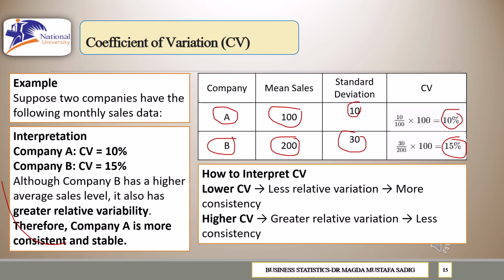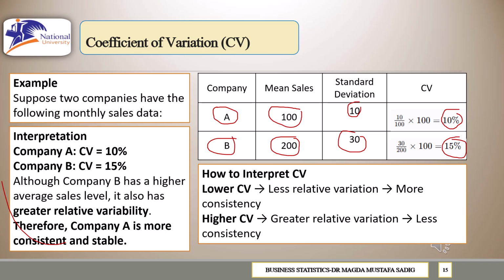Now let us interpret the result. Company B has higher average sales. However, it also has greater relative variation. Company A has a CV of 10%. Company B has a CV of 15%. Therefore, Company A is more consistent and stable.